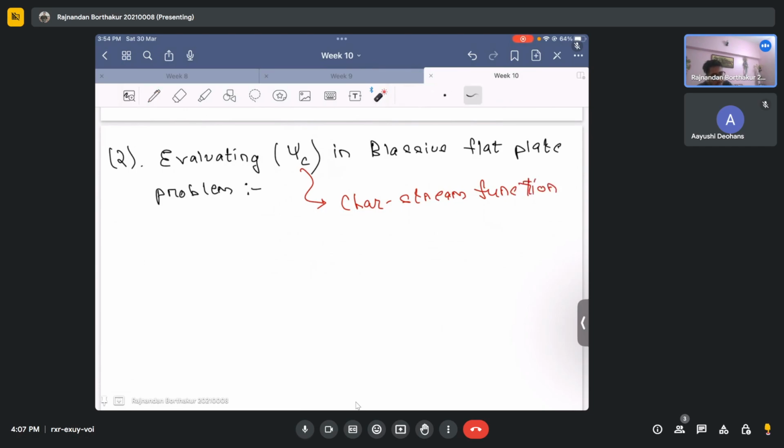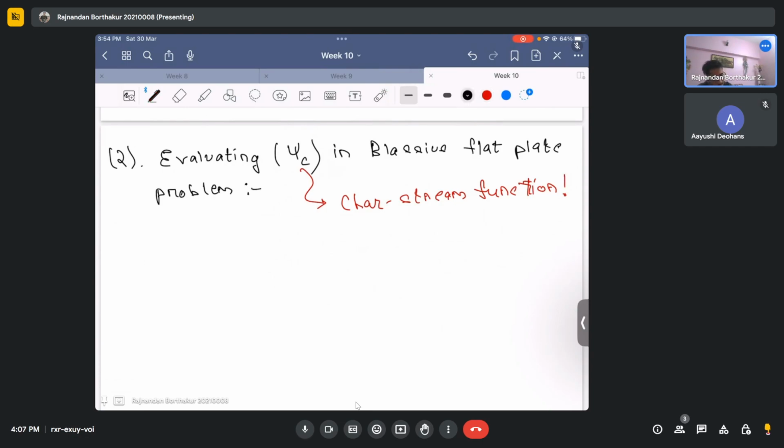That is simply because of why you require this characteristic stream function. Only then can you write your dimensional stream function psi as a characteristic stream function times f of eta, where eta is that similarity variable. For that you need to know what psi c is. All right, so let's get this started.